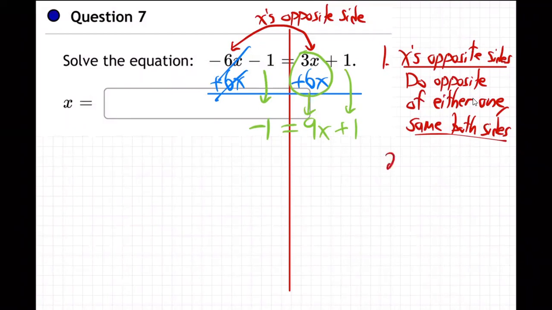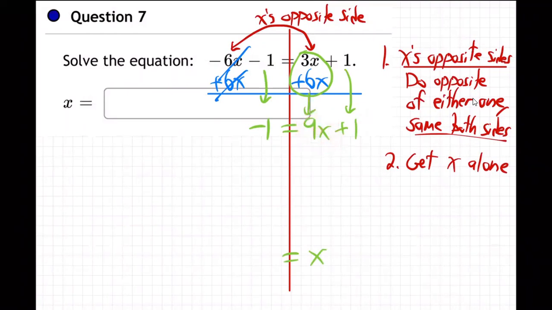And then step 2: get x alone. And so you know the name of this game. X is down here saying, I want to be alone. X is a loner. Get rid of this 1, get rid of this 9, so I can be alone. Now we save the 9, the number right next to x, for last. We're going to divide that off because it's multiplied. It's right next to x. We'll do that at the end.